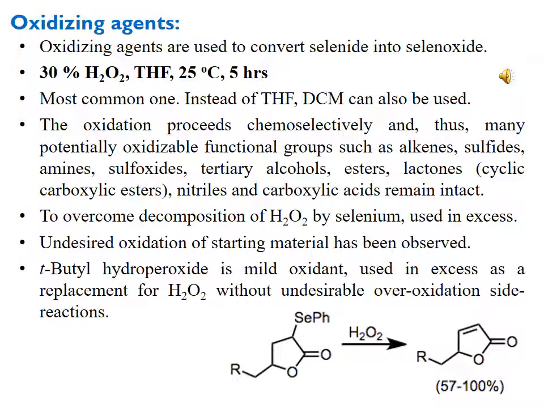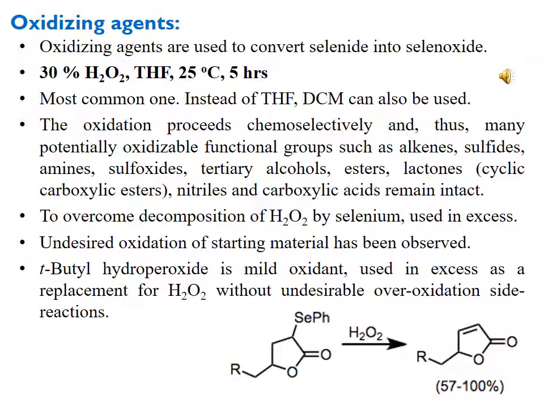This oxidation process through H2O2 is chemoselective. Chemoselective means that starting material having other functionalities also can be used, because this oxidizing agent selectively reacts with the selenide functionality and converts it into selene oxide without interacting with the other functionalities present in the molecule, like alkene, sulfides, amines, sulfoxides, tertiary alcohols, esters, lactones. Lactone means cyclic carboxylic ester in the form of a ring, nitriles and carboxylic acids. All of these functionalities remain intact. They do not react with this oxidizing agent, and we selectively get the conversion of selenide into selene oxide.